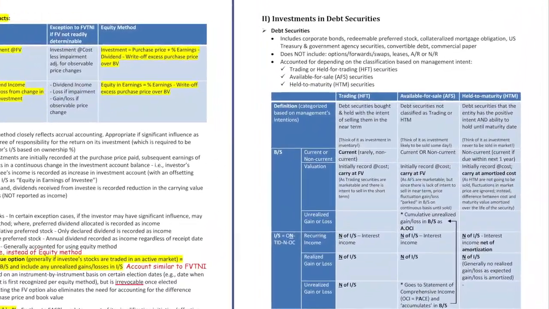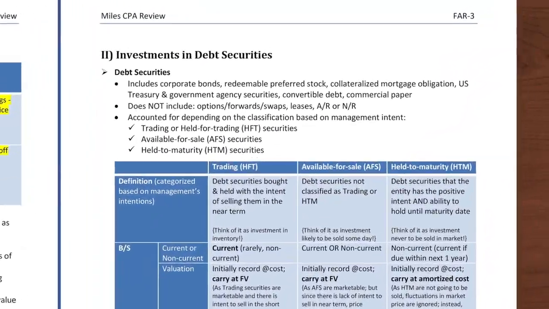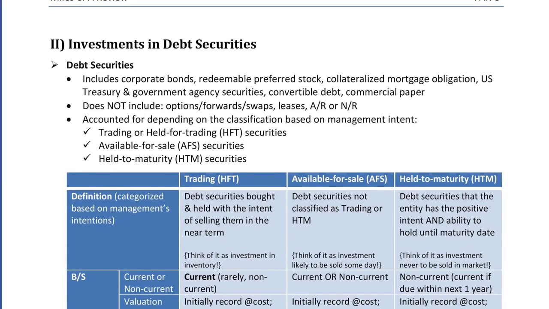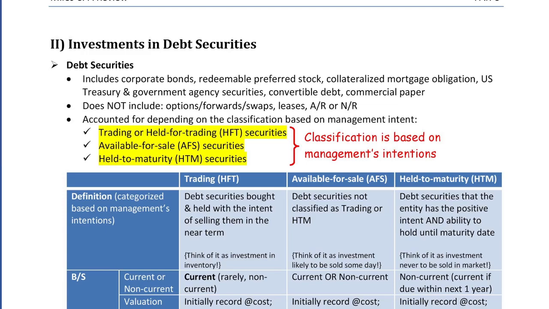Now turn a few pages and get to page 9, where we're looking at investments in debt securities. And as we've already discussed, debt securities may be classified as highlight trading or held for trading securities, highlight available for sale securities, or held to maturity securities. Draw a bracket there and write classification is based on management's intentions.